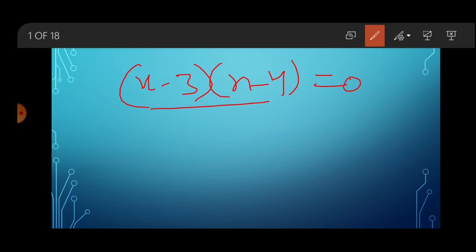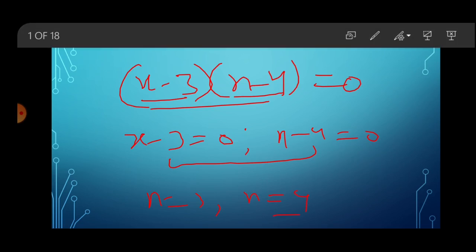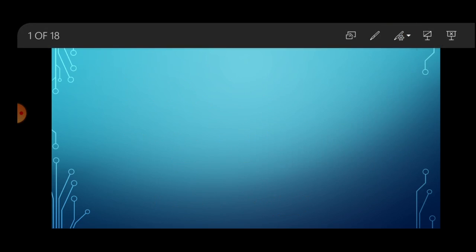Now again you have the product of two parts equal to 0, which means the product of x-3 and x-4 is 0. So either x-3 will be 0, or x-4 will be 0, or both will be 0. So x is equal to 3 and x is equal to 4. So this method is called the zero product rule. Now we will start solving the questions.